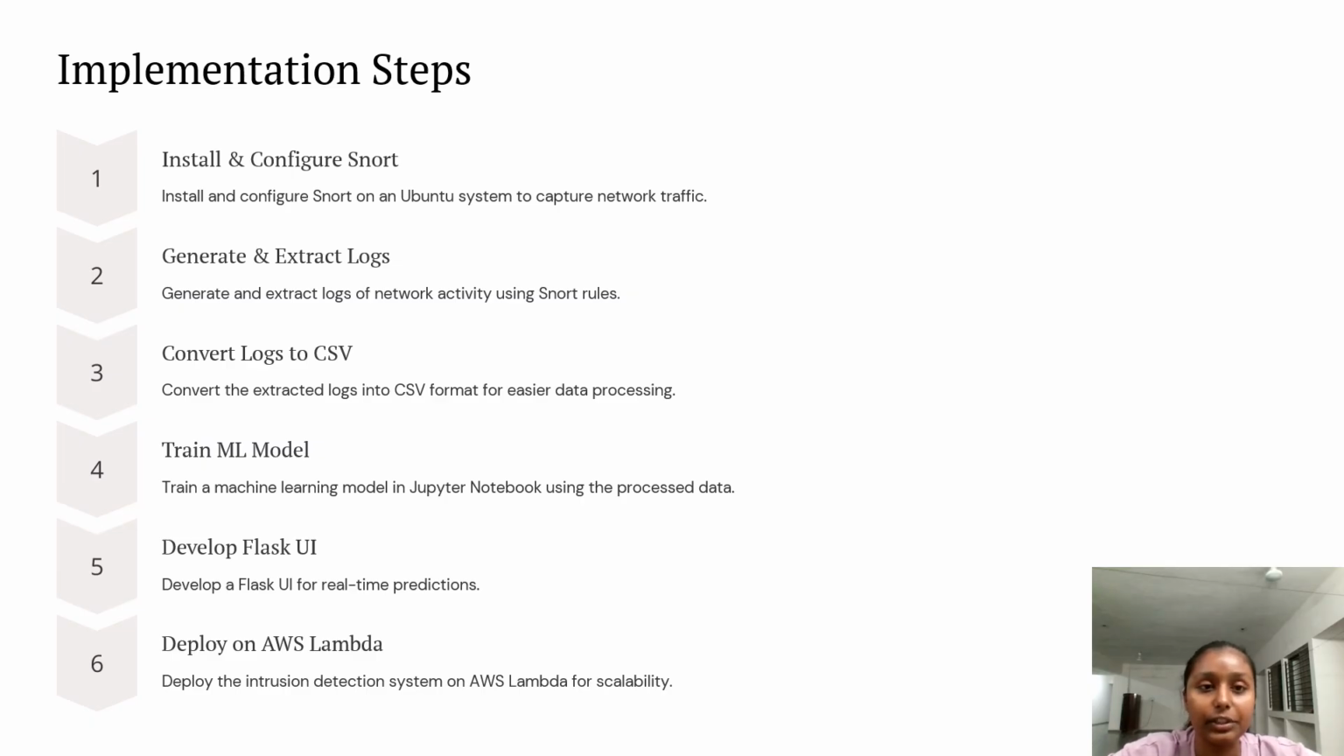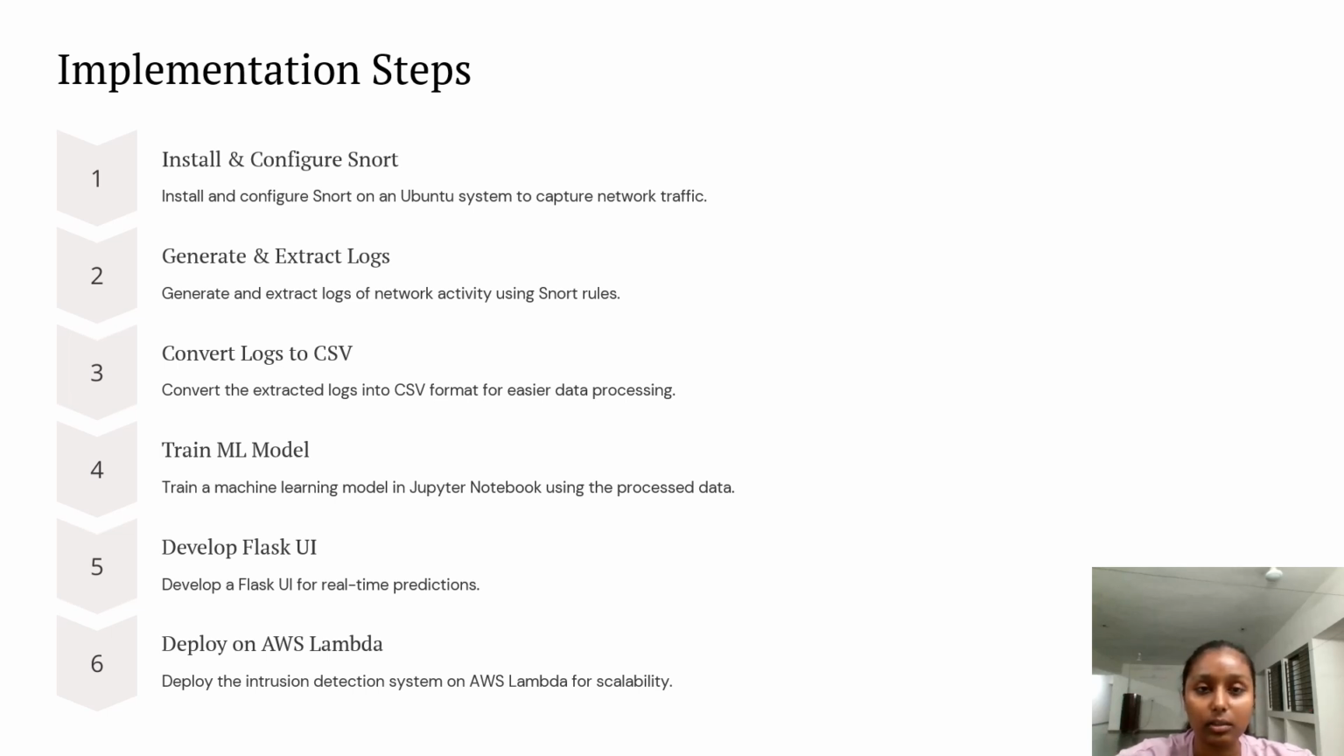Here are the implementation steps of my project. The first one is to install and configure Snort, which is done in VMware, on which I have Ubuntu. In VMware, I have installed and configured my Ubuntu system, in which I have installed Snort, and through this Snort, we are capturing our network traffic. The second one is generate and extract logs. Using Snort, we are generating the logs of every network activity so that we can detect whether the network is intruded or not.